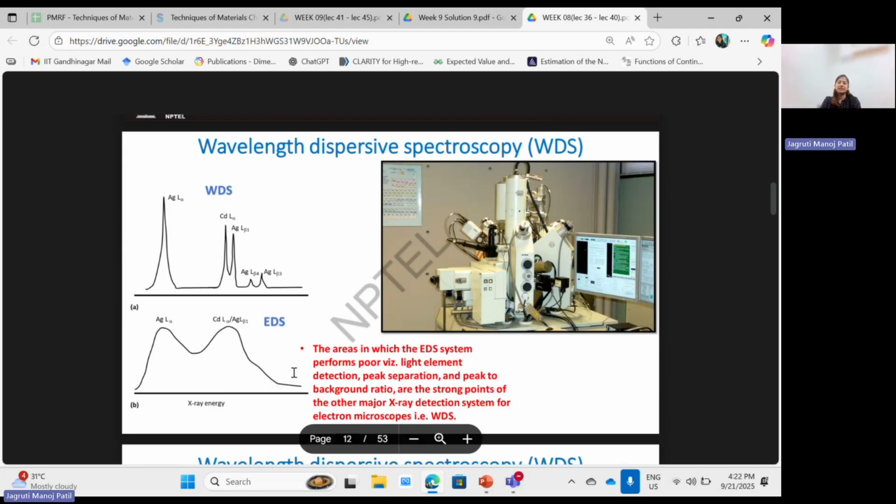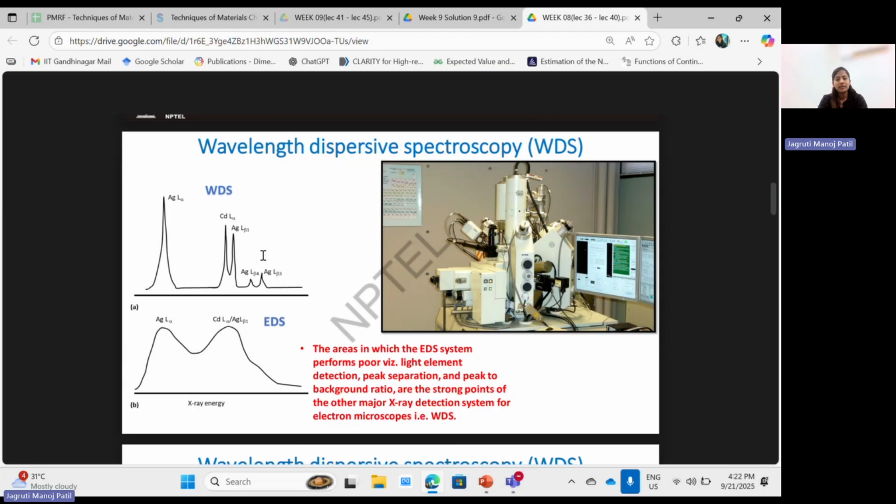Now, how the system looks, and this is a very beautiful graph where they have shown the exact difference between WDS and EDS. You see that in the areas in which the EDS system performs very poorly, like lighter elements, poor peak detection, peak separation, and background ratio, those are all strong positive points for WDS. So here you can do peak separation. You can differentiate this particular element from the background and from all the rest.